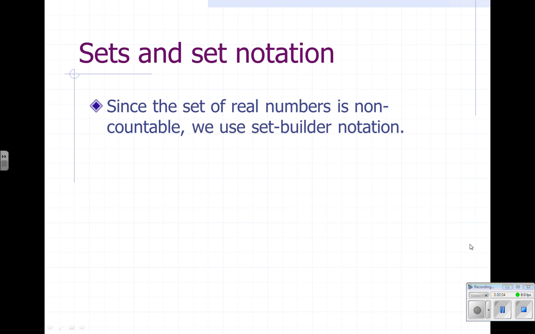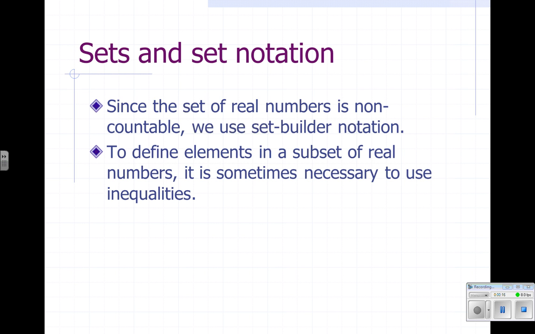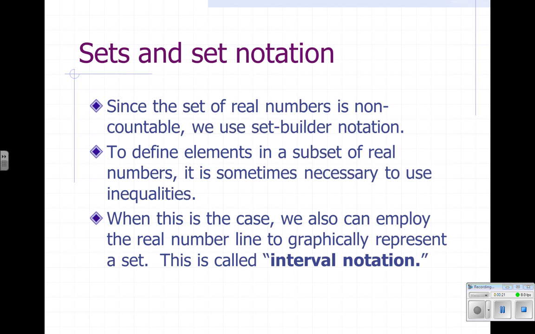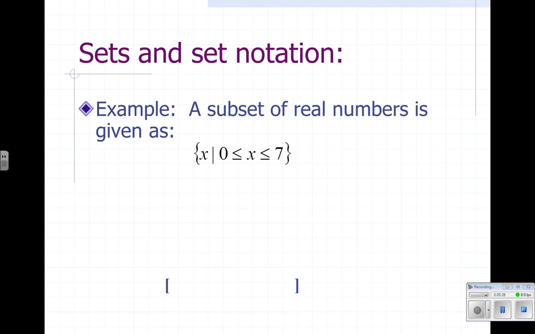Continuing with our 2.7 discussion on sets and set notation, since the set of real numbers is non-countable, we have to use set builder notation to indicate what we have in our sets. To define the elements of subsets in real numbers, it's sometimes necessary to use inequalities. When this is the case, we can employ a real number line to graphically represent a set. We can call this interval notation when we see it on the number line, but we're indicating an interval of numbers that includes a set of values, not just individual one-by-one numbers.